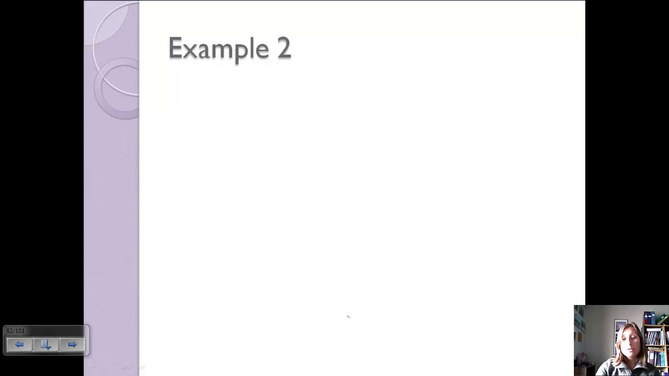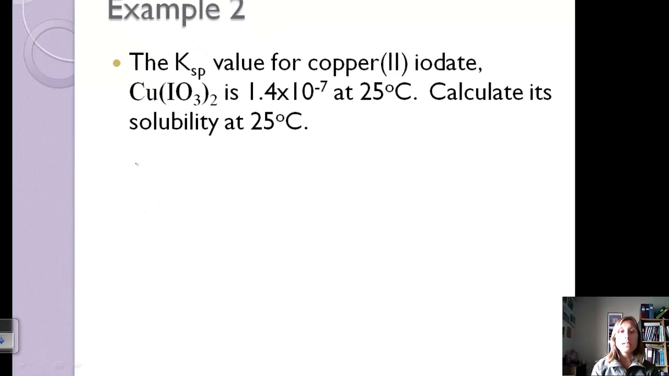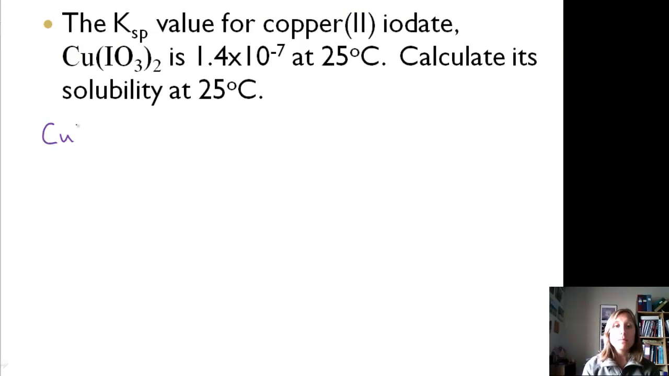Let's go the opposite direction, and given the Ksp, let's find the solubility. Okay, so we have the Ksp value for copper(II) iodate, and we want to calculate its solubility. So let's start by writing our reaction. This is our solid. It's going to break up into copper ions and 2 iodate ions.